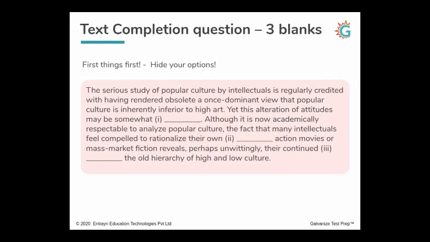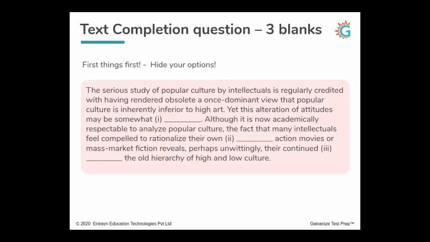The serious study of popular culture by intellectuals is regularly credited with having rendered obsolete. No. Okay, this is not going to help. I'll tell you some tricks that can help you solve these questions very easily. Okay, I'm going to tell you how these questions are created so that you can know what tricks are used in creating these questions, and hence you'll be able to solve these questions easily.